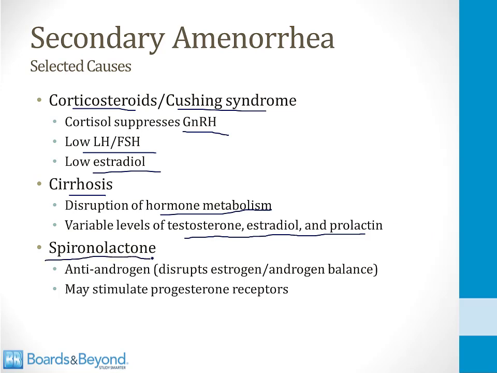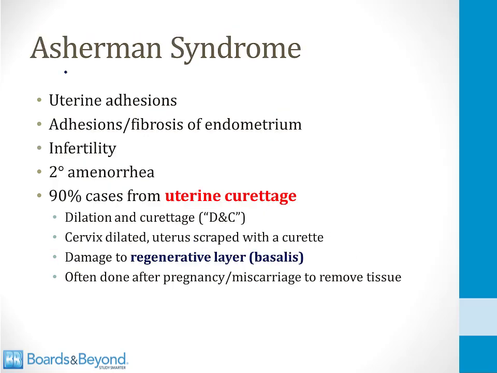And then finally, spironolactone is a classic drug that often leads to amenorrhea in women who need to take it. It has anti-androgen effects, so this disrupts estrogen and androgen balance. It also can stimulate progesterone receptors. It has a chemical structure somewhat similar to progesterone, so by mimicking progesterone, it stops menstruation. Just like Mullerian agenesis is an anatomic cause of primary amenorrhea, there's an anatomic cause of secondary amenorrhea called Asherman syndrome. In Asherman syndrome, women develop uterine adhesions, usually following uterine surgery, and the adhesions and fibrosis can involve the endometrium, and this can disrupt menstruation.